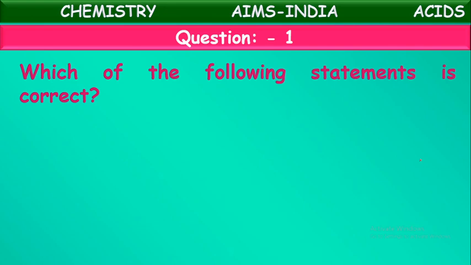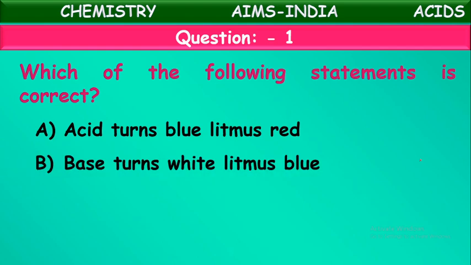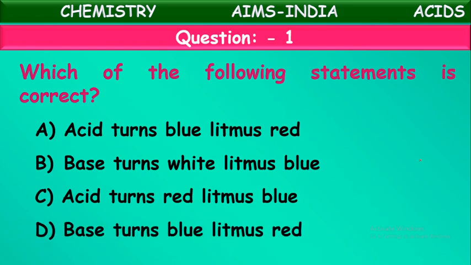So based upon these points, we are going to see now some questions. Okay, be ready, children. Try to answer these questions, try to test yourself. See the first question. Which of the following statements is correct? Acid turns blue litmus red. Base turns white litmus blue. Acid turns red litmus blue. Base turns blue litmus red.